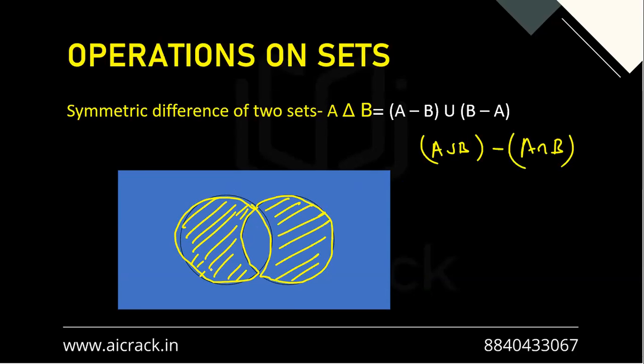A union B is the entire region and we can subtract A intersection B from it, and this is also presented by this one. So both of these methods are correct.